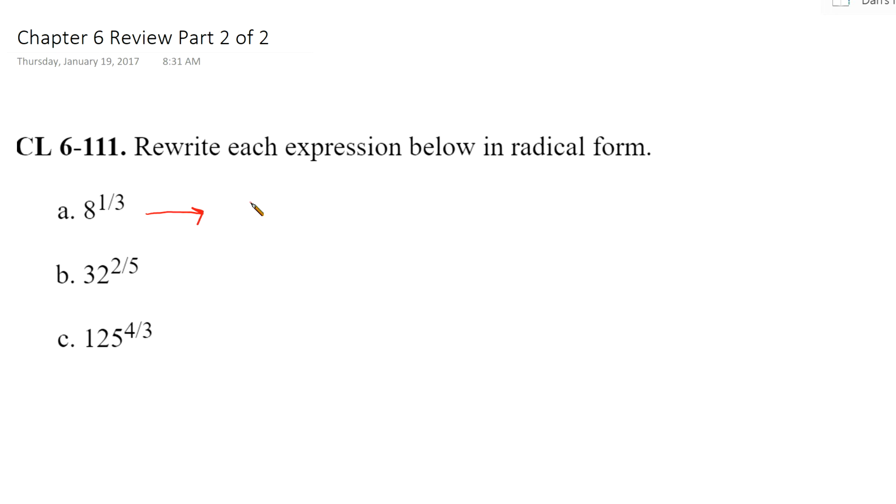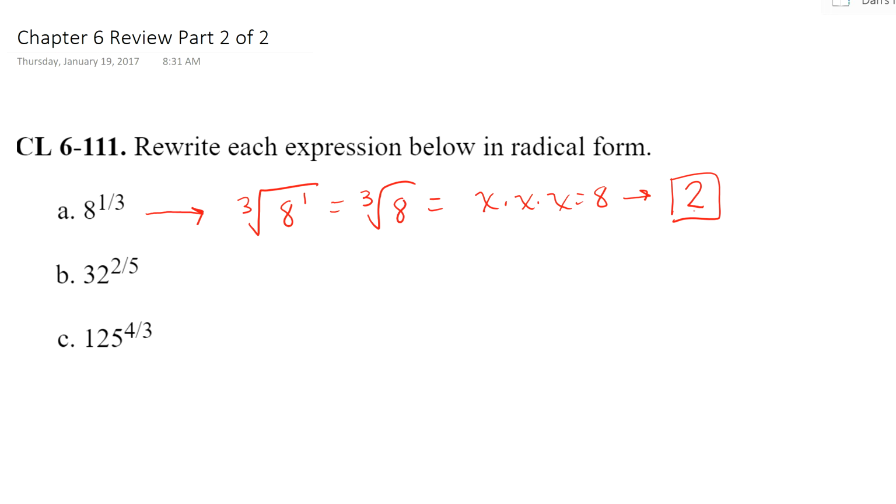So your radical form would be cube root of 8 to the first power. Now, since it's the first power, it doesn't make a huge difference. We could just say it's cube root of 8. And then the question is, what number times itself 3 times gives you 8? That's what that's asking. So that's basically x times x times x equals 8, which is 2. You're done.